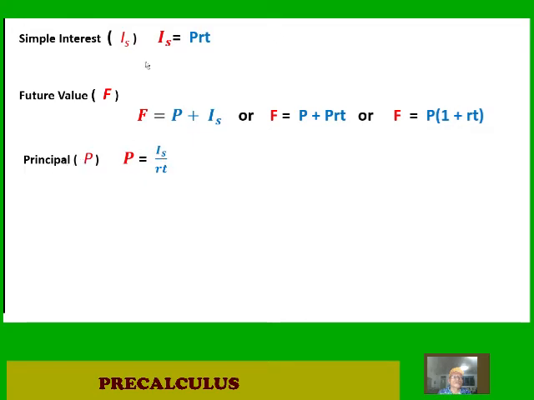Principal P, from this equation, solving for P is equal to I sub S divided by RT. Time, from this equation, T is equal to I sub S divided by PR. Solving for rate R, from this equation, R is equal to I sub S divided by P times T.